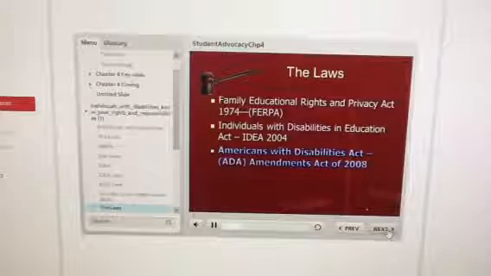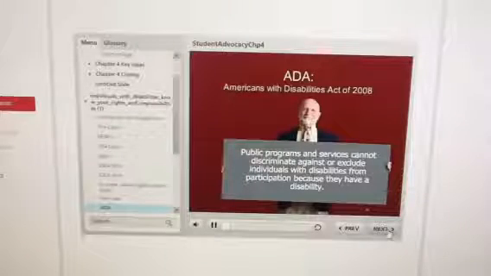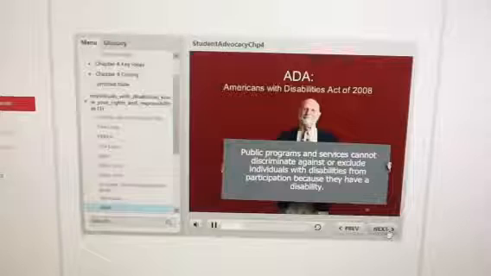Americans with Disabilities Act, ADA, Amendments Act of 2008. Public programs and services cannot discriminate against or exclude individuals with disabilities from participation because they have a disability.